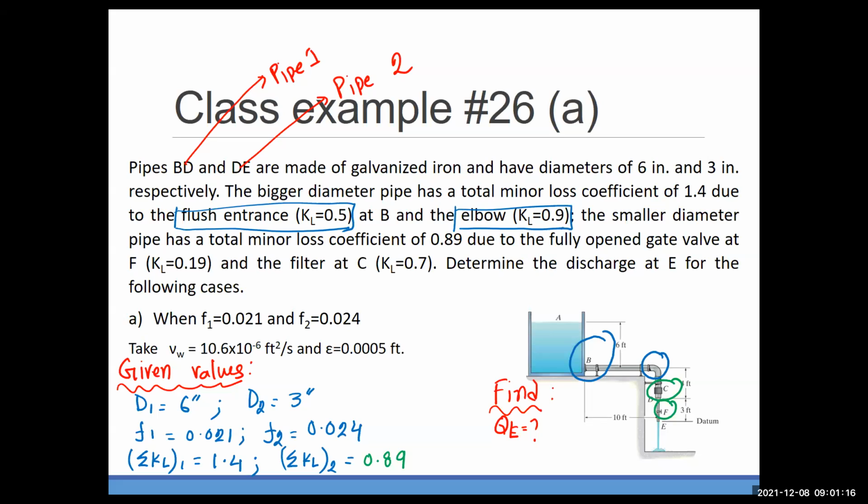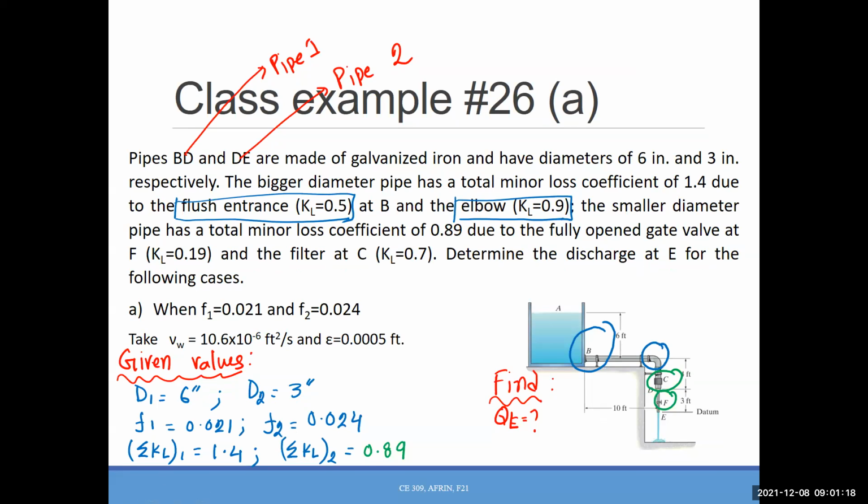Okay, so we started class example 26, where we had a big reservoir and two different pipe sizes added to that reservoir. The question was, what was the total flow inside each pipe, or the final flow at point E?